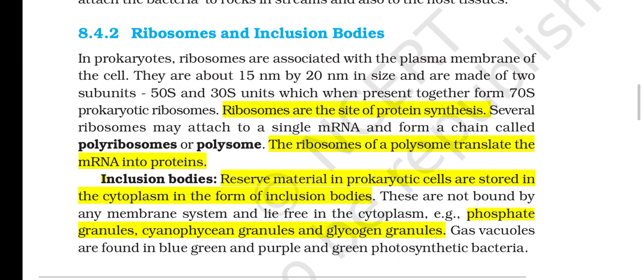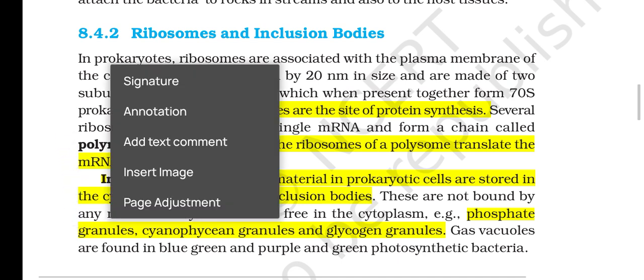Inclusion bodies. Reserved material in prokaryotic cells are stored in the cytoplasm in the form of inclusion bodies. These are not bound by any membrane system and lie free in the cytoplasm. Example, phosphate granules, cyanophycin granules, and glycogen granules. Gas vacuoles are found in blue-green and purple and green photosynthetic bacteria.